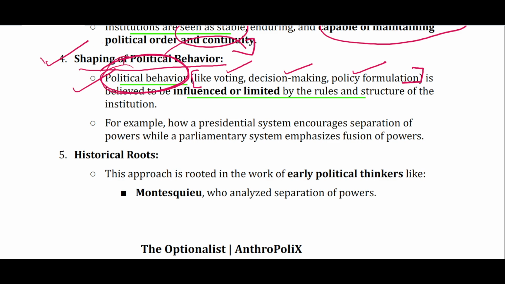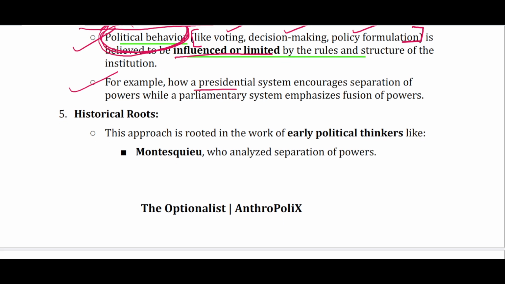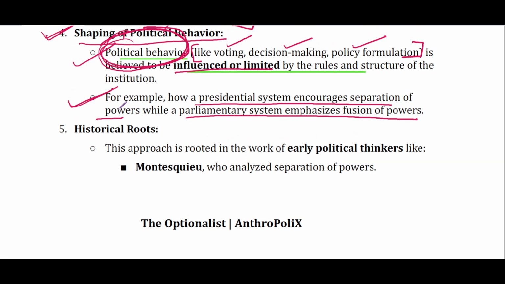Now this approach considers that the general political behavior of people is influenced or limited by such political institutions. For example, it believes that a presidential system encourages separation of power, whereas a parliament emphasizes fusion of power. And both of these are acceptable to people, and people have arrived at the acceptance of such changes because their political behavior was influenced or limited by formal political institutions.